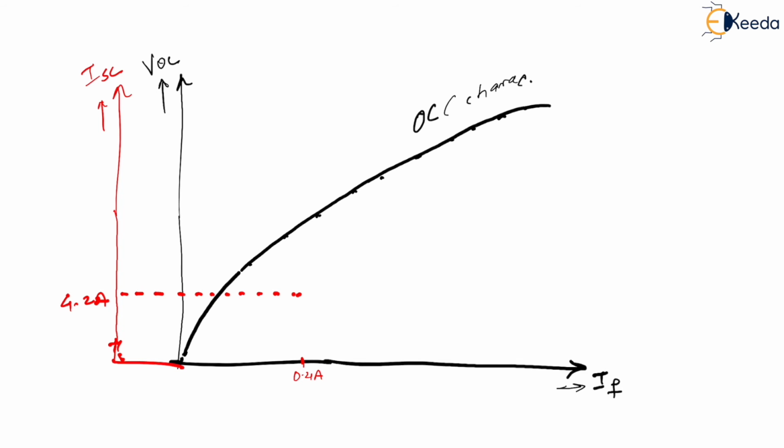This is going to be the y-axis. So what happens is at 0.4 you get this 4.2. So here this is the point, which means from 0 to this point you can have a straight line. Yes or no? Yes, sir. It is going to be the SCC characteristics, the short circuit characteristic. Now you have got the OCC characteristic and SCC characteristics.